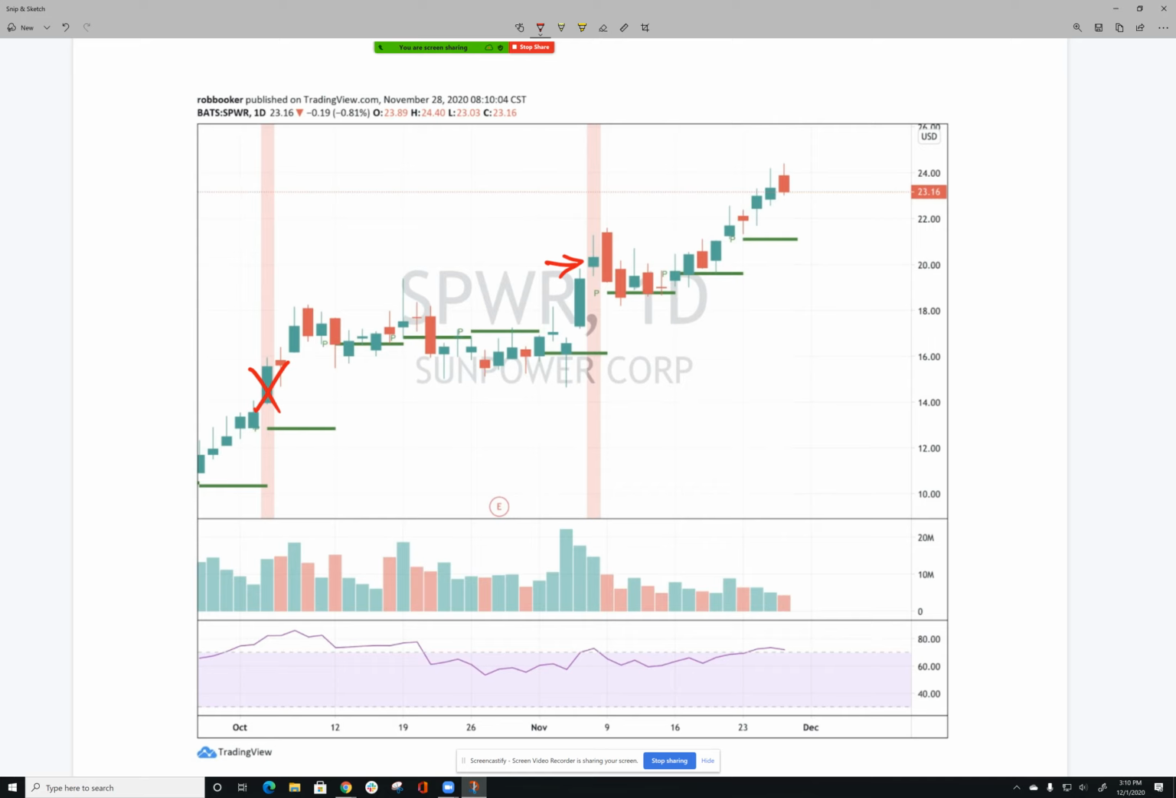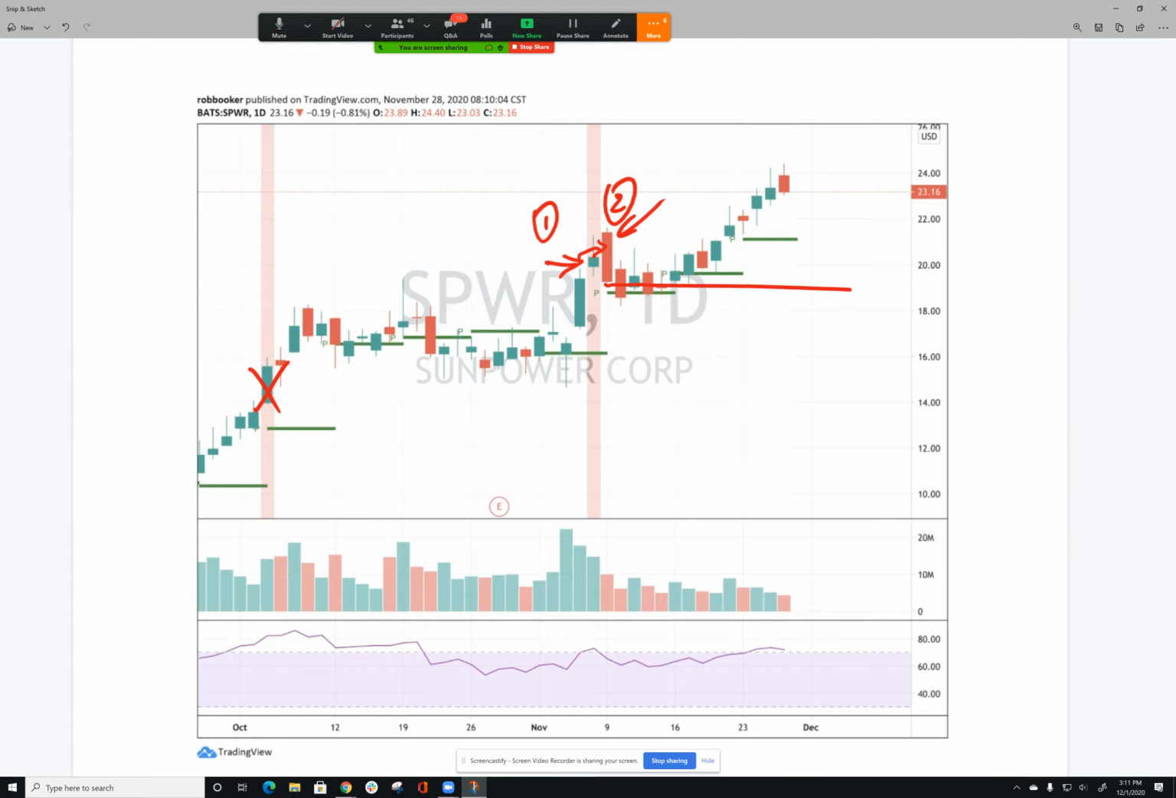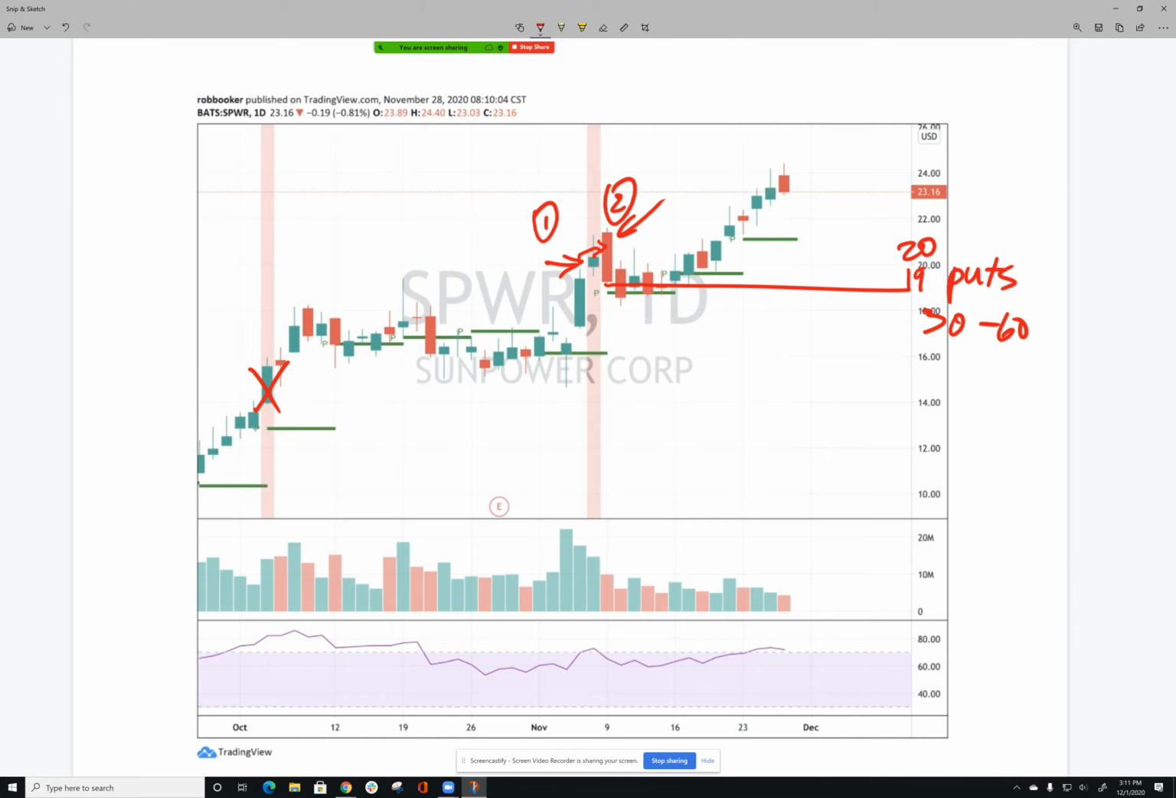Now, it didn't fall very much, but this day 1 candle, small wick, it gaps, small body, large wicks, it gaps. Day 2 is a bearish engulfing candle. The entire day 1 candle could shift to the right and fit inside of the day 2 candle. I would buy puts on day 2 if I could get them, the $19 or $20 puts that expire 30 to 60 days from now.